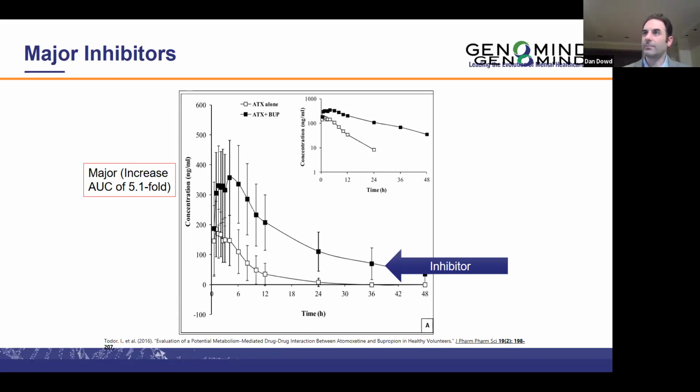Most of them are minor, some are moderate, few are major, but we ran through our database and we found that at least 10% of the time, people are on drug regimens with at least one major drug-drug interaction.